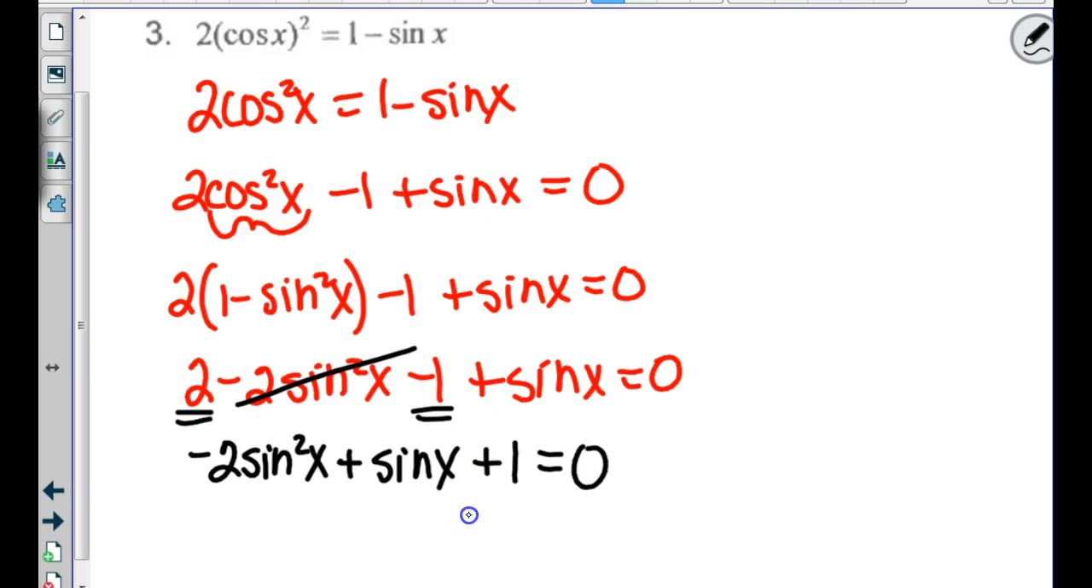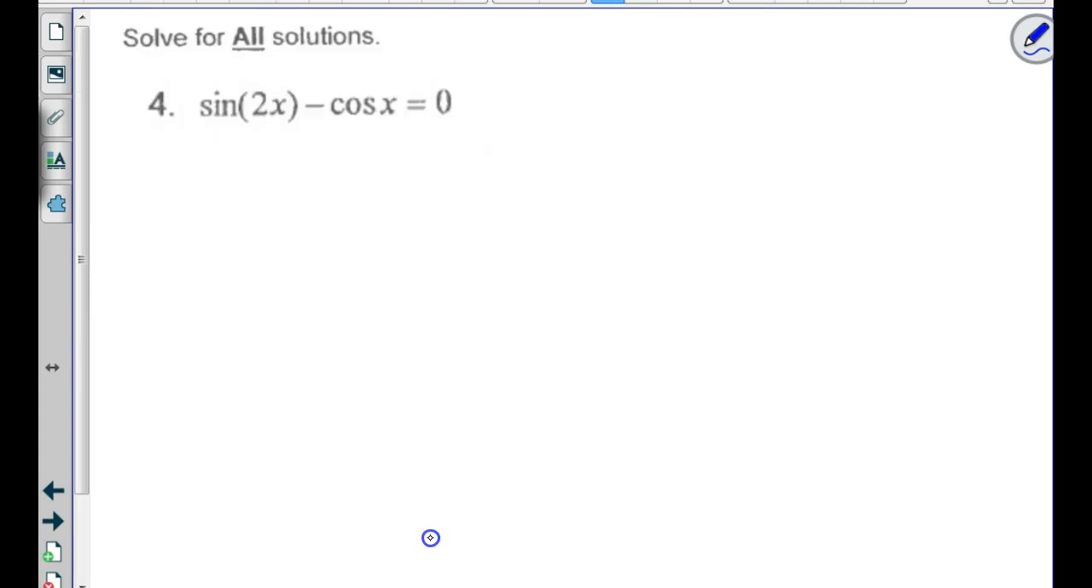Okay, what do you want to do first? Do you like this negative 2 out front? I'm going to change all my signs because I can't deal with a negative out front. And then it would factor. Do you need me to factor? Does anybody want me to factor? We're okay? So you would factor and solve.